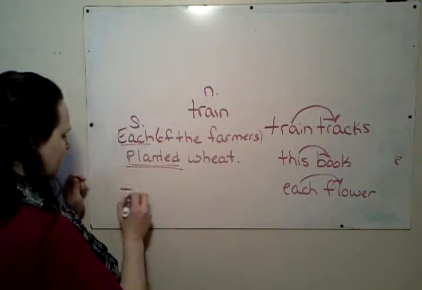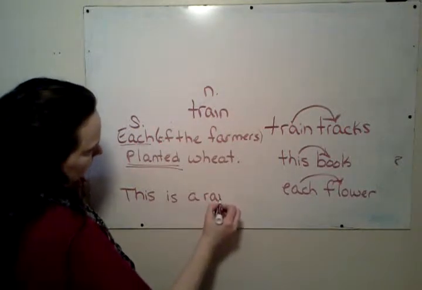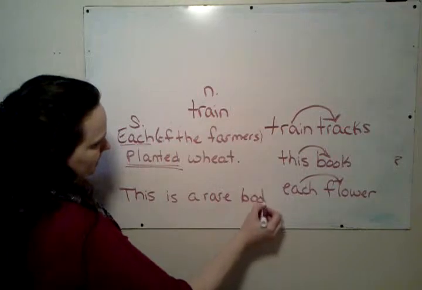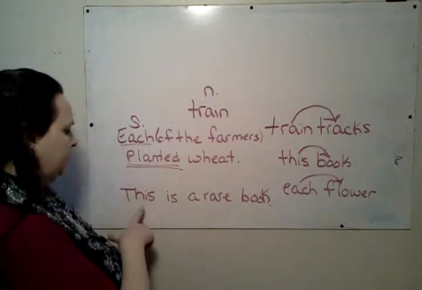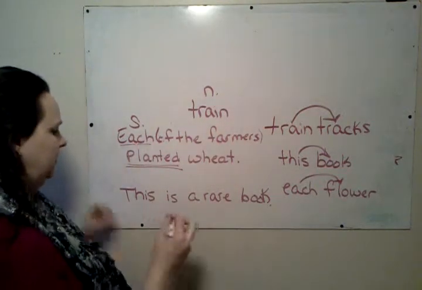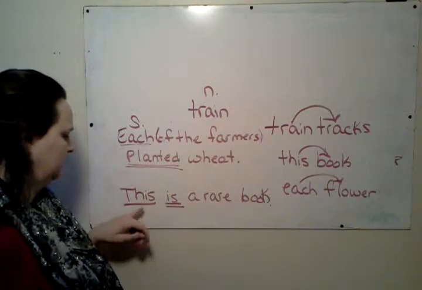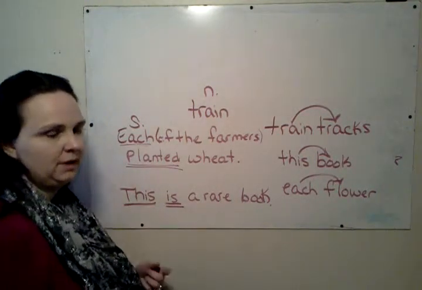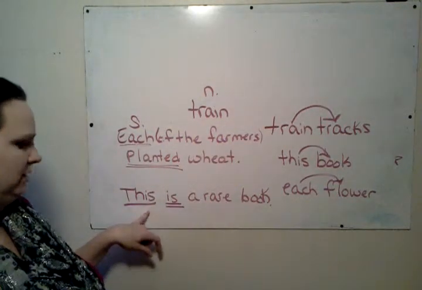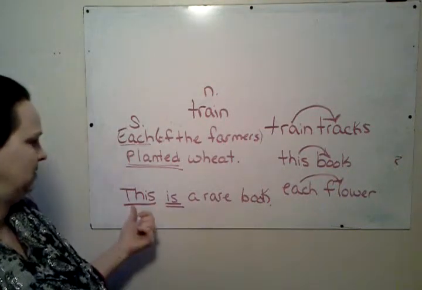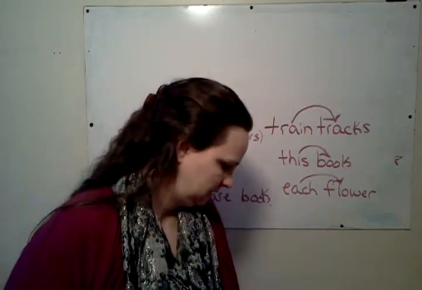This is a rare book. Now, if I said this book, this would be an adjective. But I don't have an object here. I have a verb is and a subject this. So this word this is being a pronoun because it's replacing the name of whatever I'm talking about that I'm referring to as this instead of its name. So that's a pronoun. This is an adjective. That is the difference.